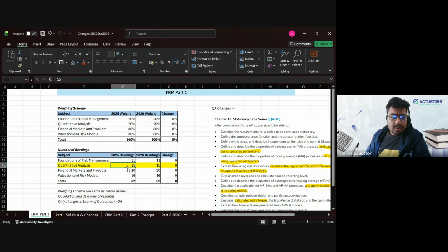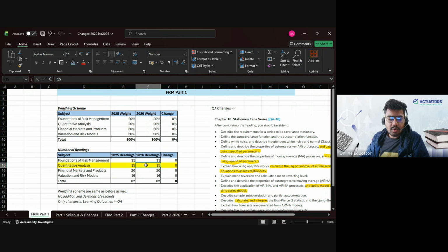With respect to number of readings, we see that the number of readings also remains the same. So we have 11 readings in Foundations of Risk Management, 15 in QA, 20 in FMP, and 16 in VRM. Total number of readings were 62 in 2025, and in 2026, it remains the same. So what exactly changed? You can see quantitative analysis being highlighted.